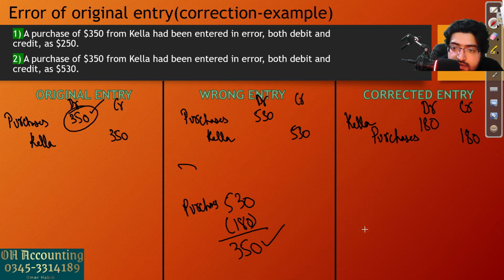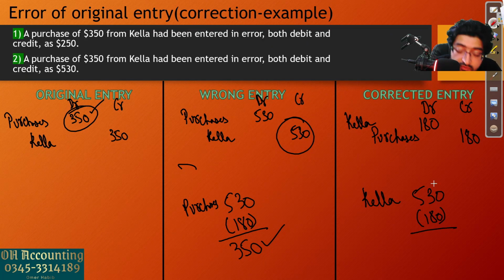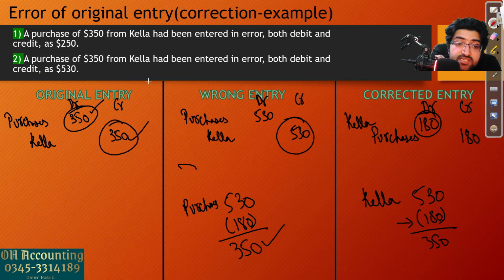Similarly for Kela, we have done the same thing. Kela was recorded by mistake as 530. So we are subtracting 180 out of this value, or out of our account. So 530 minus 180 is giving me 350. So by debiting Kela by 180, I have subtracted 180 out of this 530. Kela's amount is back to what it should be, which is 350 credit. This is how we correct error of original entry.